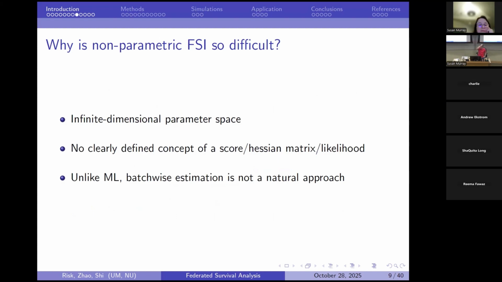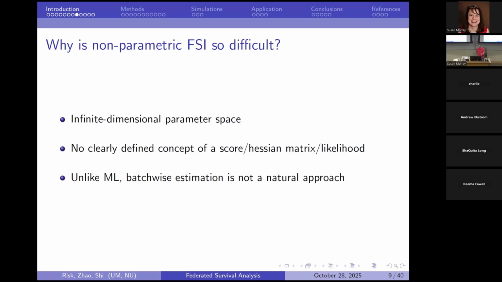And why is this question so difficult? Or why do we have to go to all these lengths to solve the problem, as you'll see soon? So the first thing is that we have an infinite dimensional parameter space. What I mean by this is that the functional number of parameters that we're estimating is the number of jumps in the survival curve. So the complexity of the survival curve is going to grow with the number of events that you observe. What that means is that it's harder to reduce this problem to a fixed set of parameters.